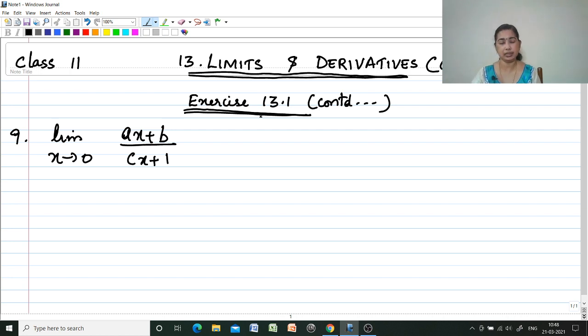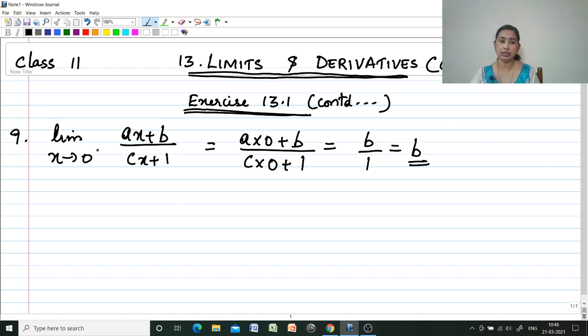And check whether it is in the 0 by 0 form or a normal form or whatever it is. So if I give the value for x, what happens? a into 0 plus b divided by c into 0 plus 1, and that is equal to b by 1, or that is b. So we can directly give the value for x and get the answer. Nothing more to do in that question.